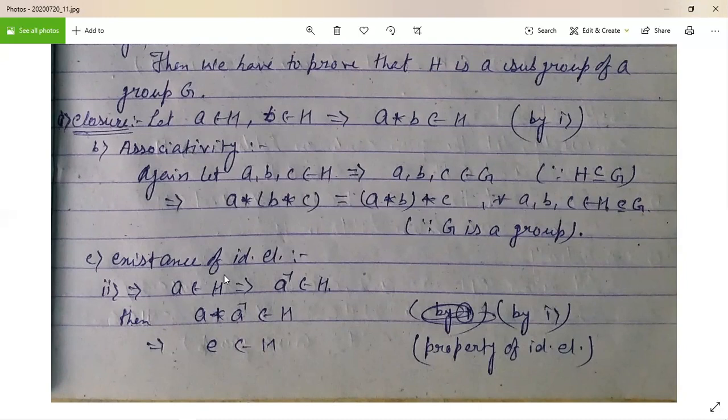Next one is the existence of identity element. Here, let a belong to H. This implies that a inverse belongs to H, which was given in equation 2. Then a star a inverse belongs to H because closure axiom holds in H. But we know that a star a inverse equals e, which belongs to H. This is the property of identity element. Therefore, we can say that the identity element exists in H.